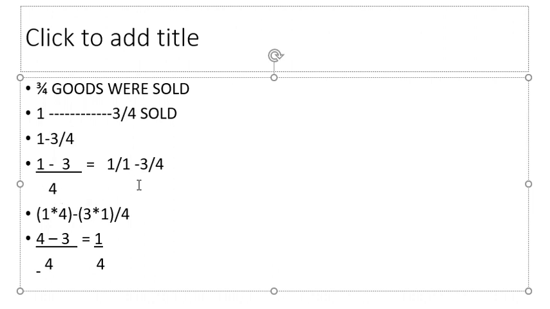We will multiply 1 into 4, and 4 ones are 4, so that the denominator will be the same. When you multiply the denominator by 4, the numerator also will be multiplied by 4. So it is 1 into 4 minus 3 into 1 divided by 4, where you get the denominator as 4 for both. When we get 4 minus 3, it gives us 1 by 4. So 1 by 4 is the unsold stock.